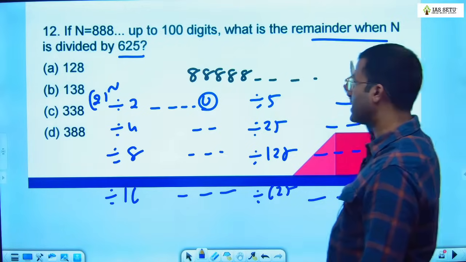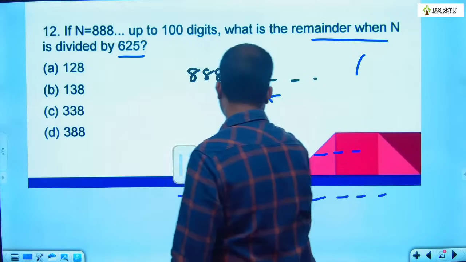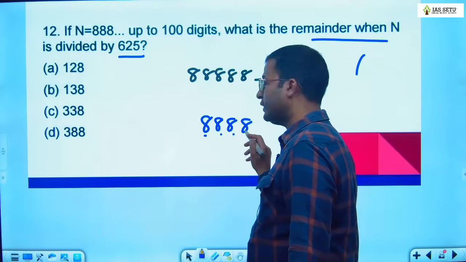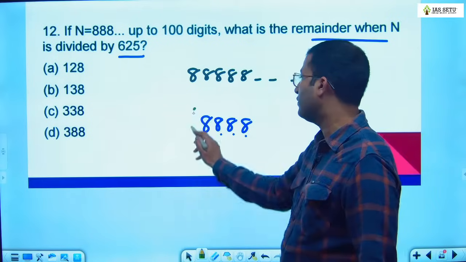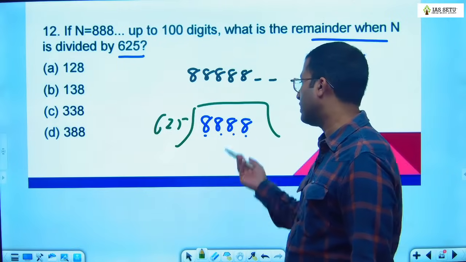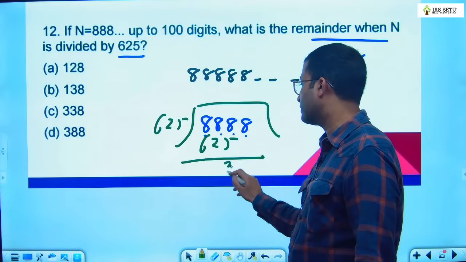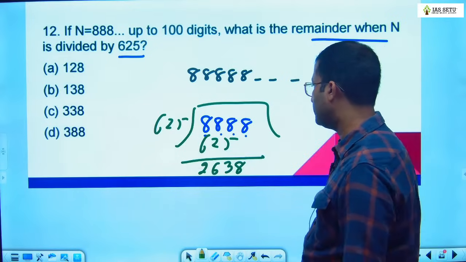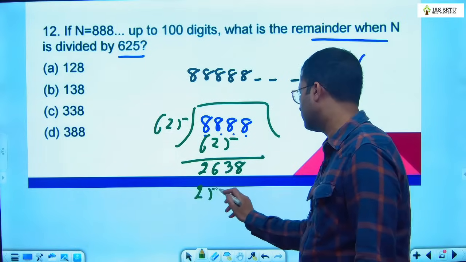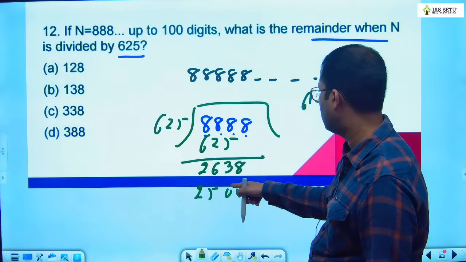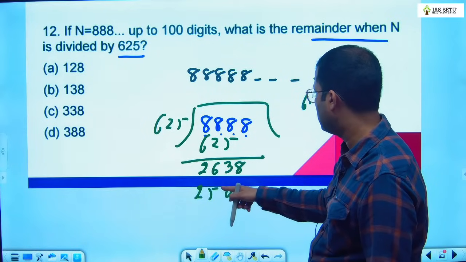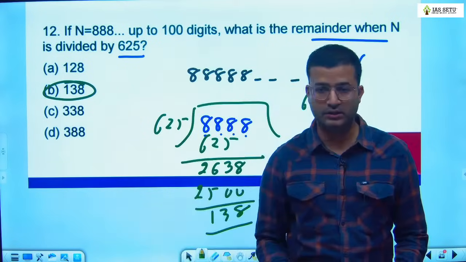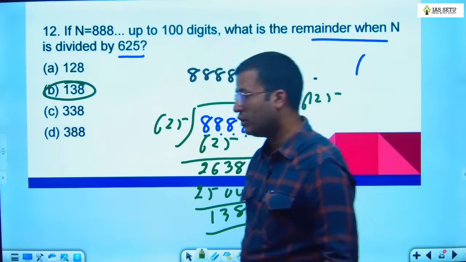अब आपने क्या करना है, दिस इज 8888 100 times, 1000 times, 10,000 times, doesn't matter. We are just bother about last 4 digit 8888. You divide it by 625, then we will see what is the remainder. 625 से इसको डिवाइड करके देख लो, 625, this is 1, this is 625, 8888 minus 8750, 138 is the answer. Okay.